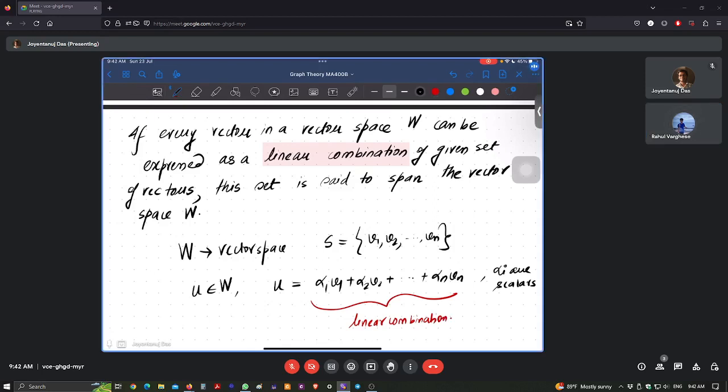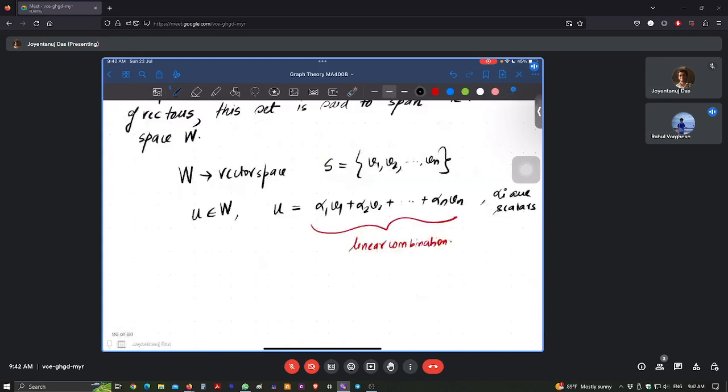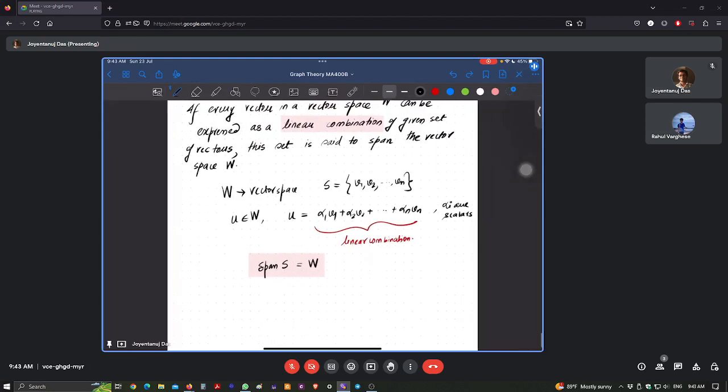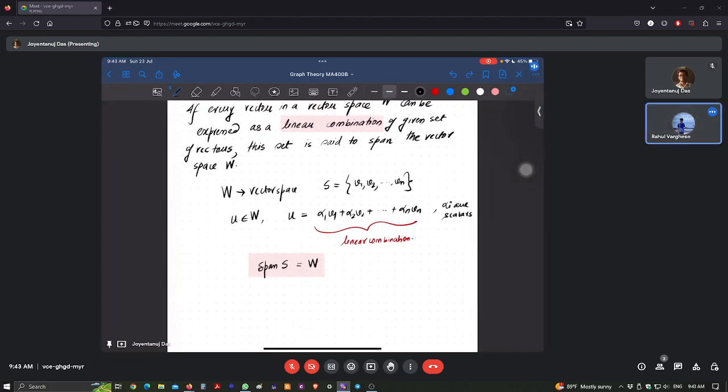So if any vector in this vector space W can be expressed like this for some scalars alpha 1, alpha 2, up to alpha n, then we'll say that this set S spans the vector space W. So we'll say that span of S equals W. Up to this is clear?